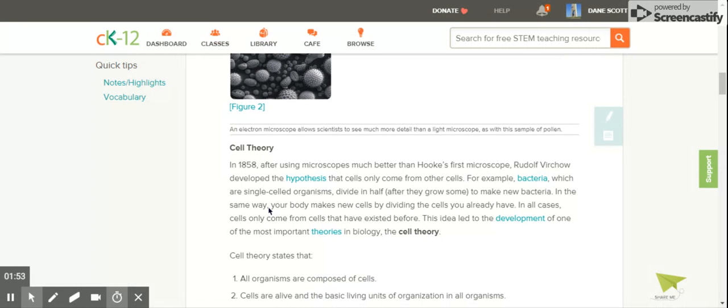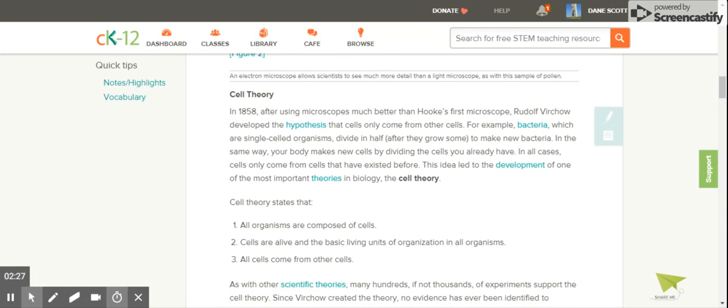The cell theory. In 1858, after using microscopes much better than Hooke's first microscope, Rudolf Virchow developed the hypothesis that cells only come from other cells. For example, bacteria, which are single-celled organisms, divide in half, after they grow some, to make new bacteria. In the same way, your body makes new cells by dividing the cells you already have. In all cases, cells only come from cells that have existed before. This idea led to the development of one of the most important theories in biology, the cell theory.